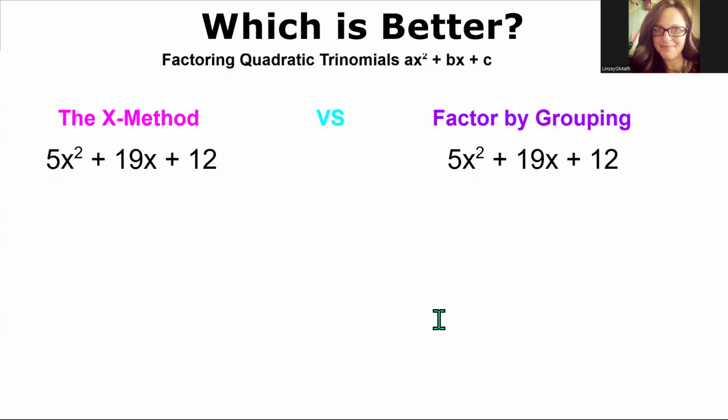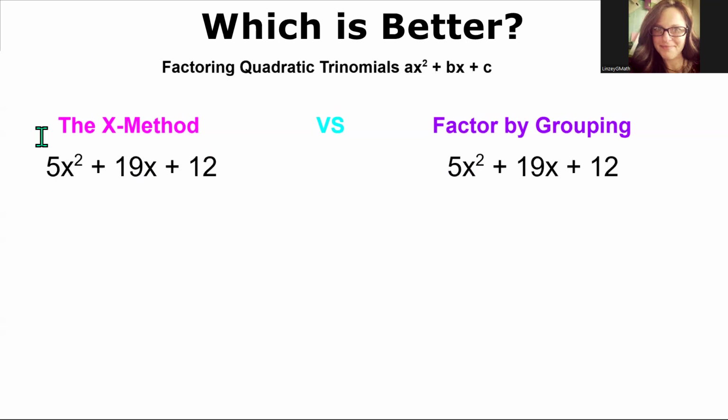Here we have our quadratic trinomial. I'm going to start by using the X method to factor. I'll set up my X method, and we'll identify A, B, and C. A is 5, B is 19, and C is 12.